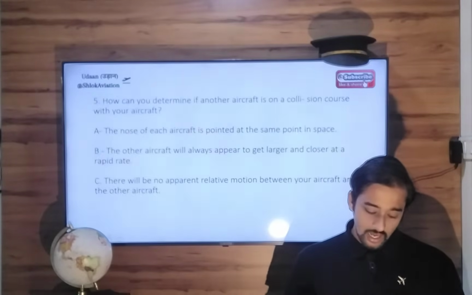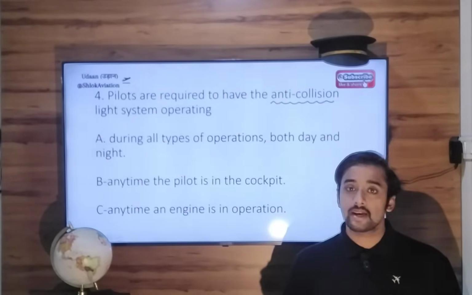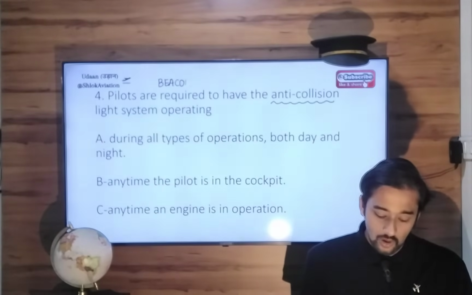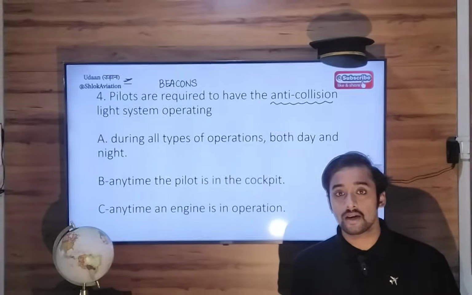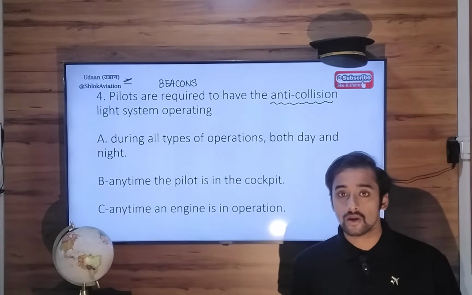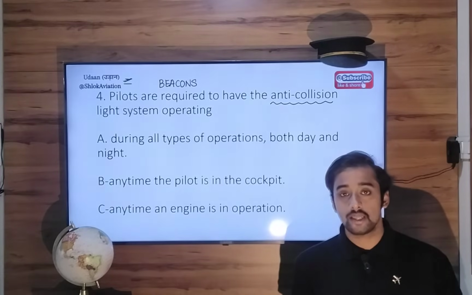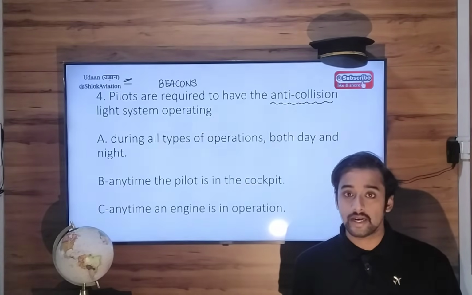So anti-collision lights can be in two forms. It can be the beacon lights, which are red in color on the tail section, on the corner of the vertical stabilizer. Also on the top of the fuselage and the bottom of fuselage, there are these red anti-collision lights which are flashing.